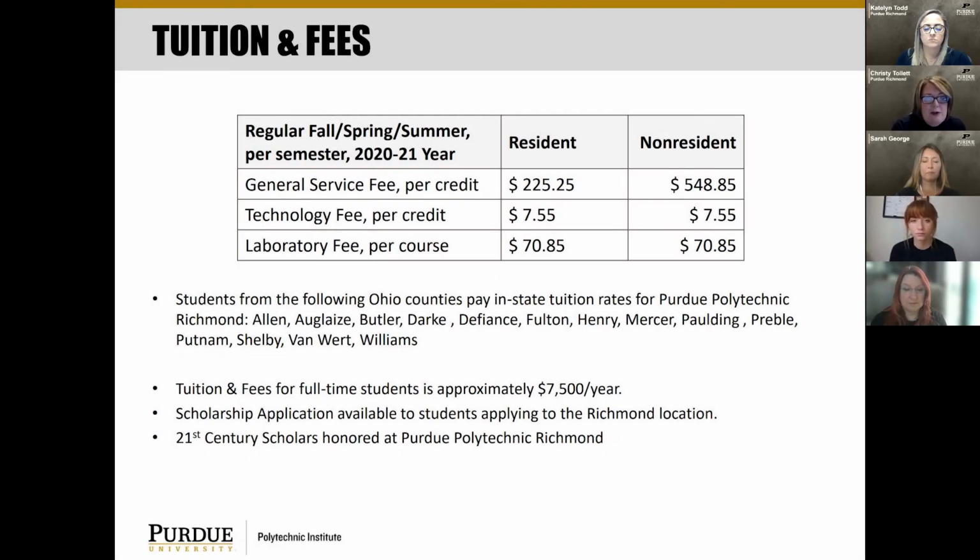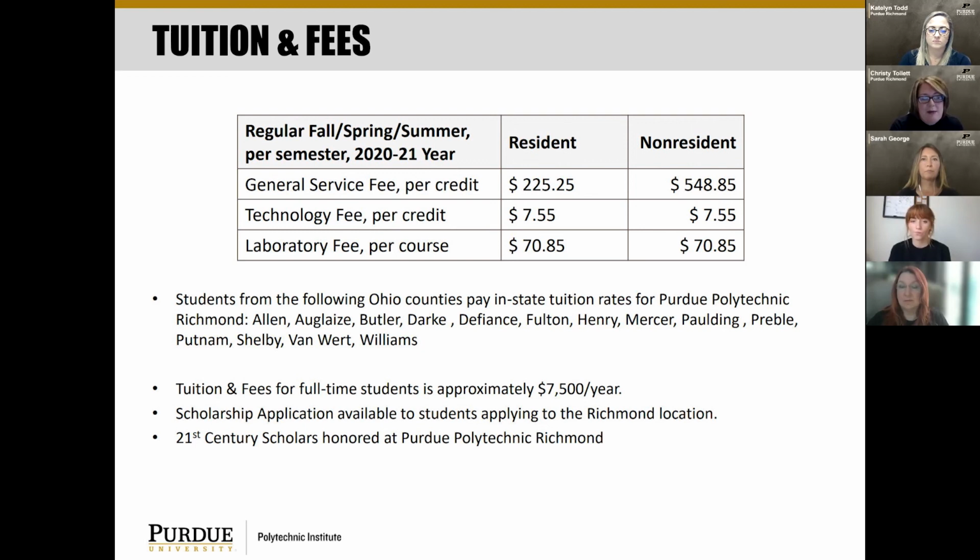Tuition and fees. So we are very affordable. And I love showing this information to students and parents alike because I like that our students can graduate and not be in a lot of debt once they graduate with their degree program. Our tuition and fees are about a third of the cost of our main campus at West Lafayette. So for a student who's really interested in staying local to earn a Purdue University degree, but save a little money at the same time, we are a great option for that.